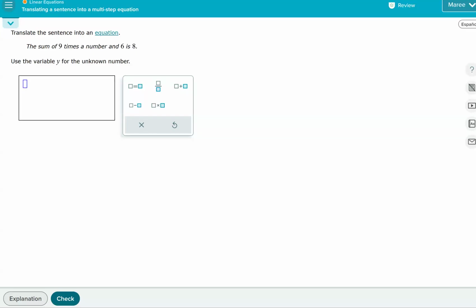This topic is called translating a sentence into a multi-step equation. So we're actually translating English into math language. Math is pretty much a different language than English, however, we can translate between the two.